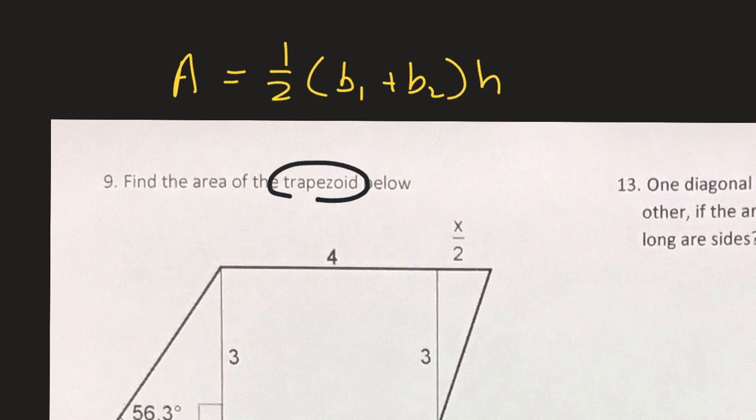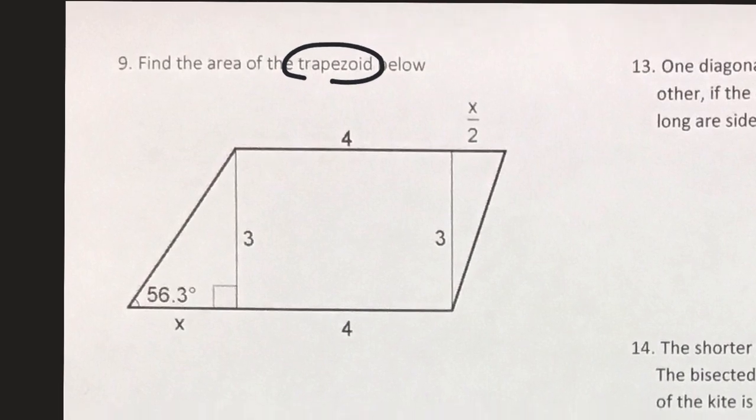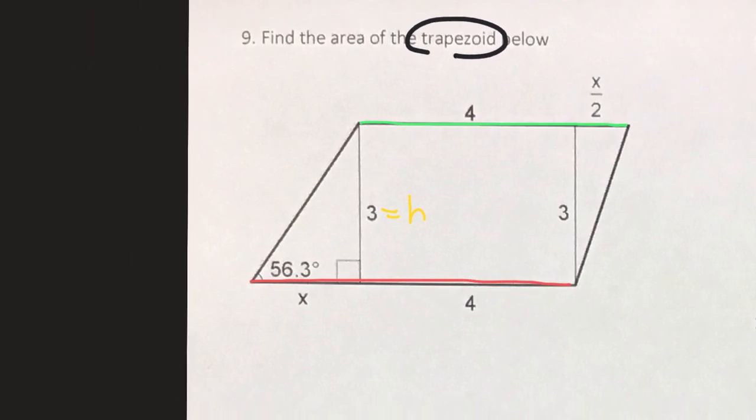So looking at the picture, what is the height of your trapezoid? The height is going to be 3. And what are our bases? Well, here's base 1, 4 plus ½ of x. And then here's base 2, x plus 4. So we first need to figure out what the value for x is before we can actually put some numerical values to those entire bases. So how should we find the value of x?